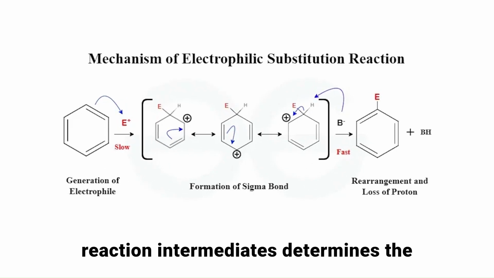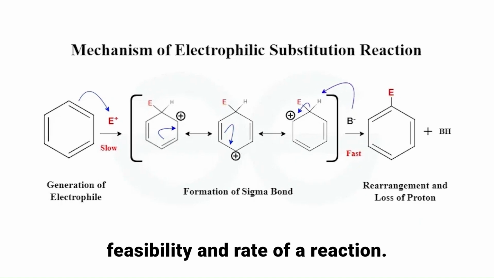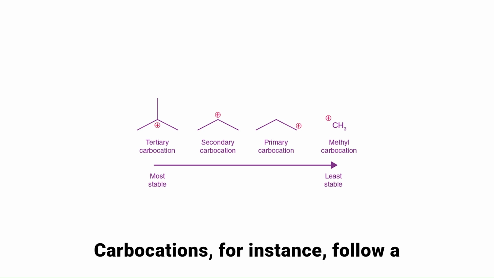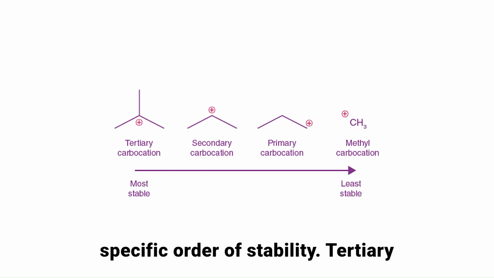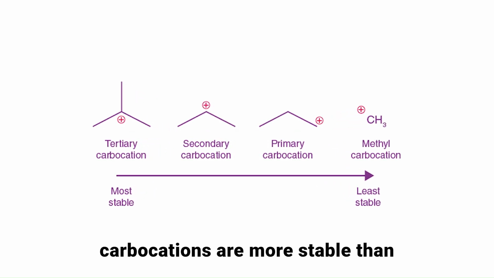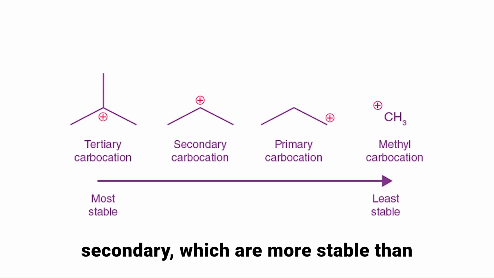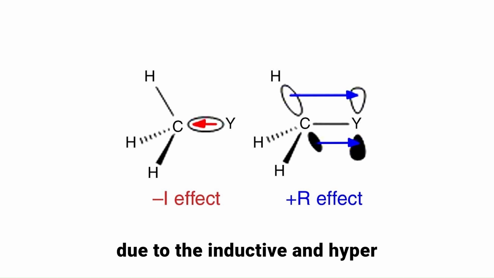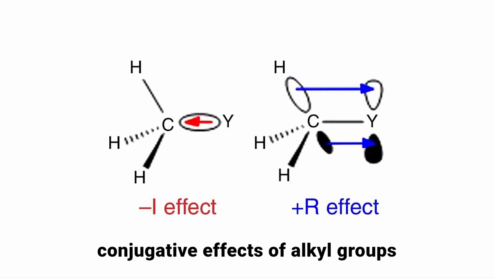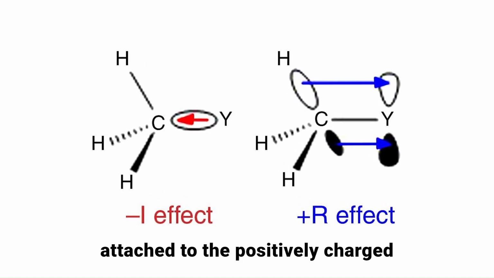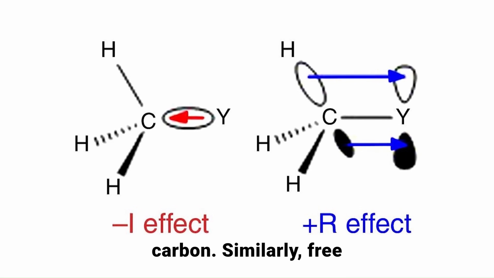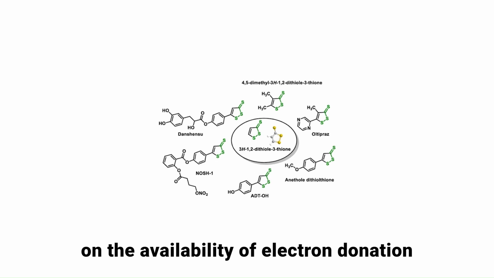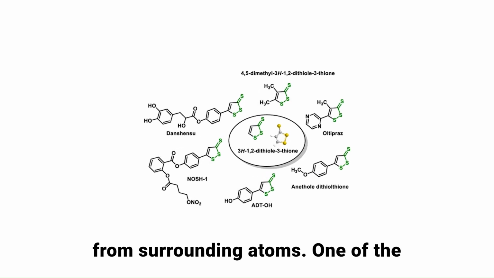The stability of reaction intermediates determines the feasibility and rate of a reaction. Carbocations, for instance, follow a specific order of stability. Tertiary carbocations are more stable than secondary, which are more stable than primary. This stability arises due to the inductive and hyperconjugative effects of alkyl groups attached to the positively charged carbon. Similarly, free radicals exhibit stability trends based on the availability of electron donation from surrounding atoms.